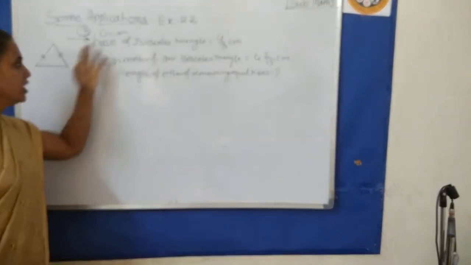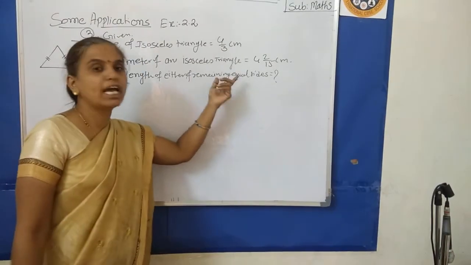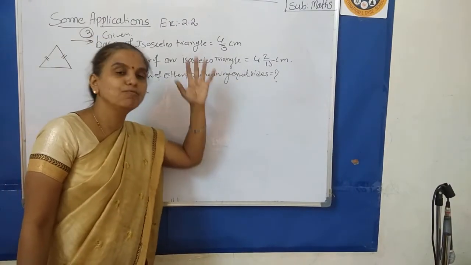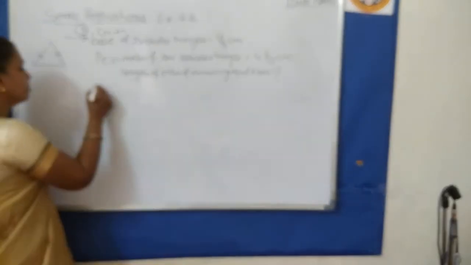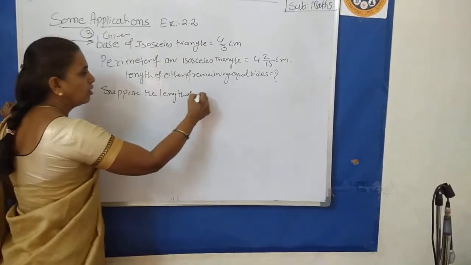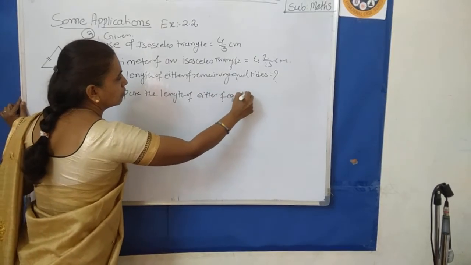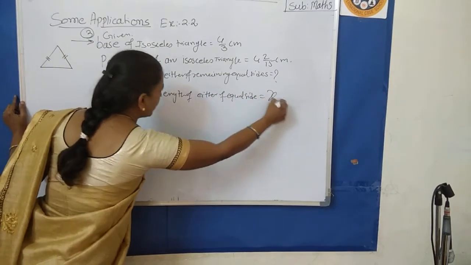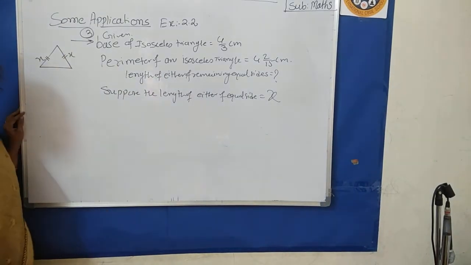To form the linear equation, first we see carefully what is given and what is not given. What is not given here, that we assume as the variable. So we take the variable x. We write: suppose the length of either equal side is equal to x. We put the variable x for the length of the equal side.